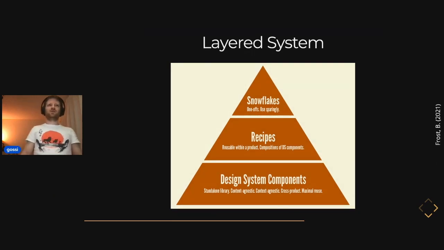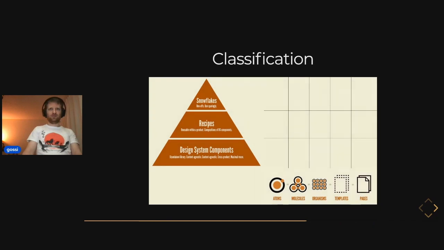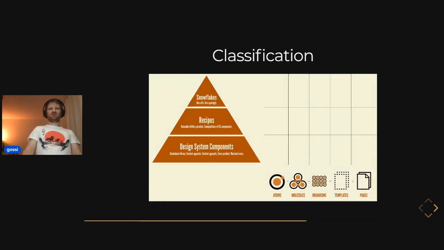So he speaks about the layered system. On the lower level are the design system components. Then in the middle layer are recipes. And then on the top are snowflakes, components made for one situation, one-offs that you only use one time. I don't know if this was the intention, but I made this one. I put them on the two axes and form the grid.